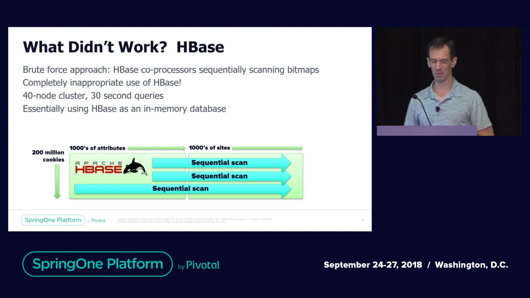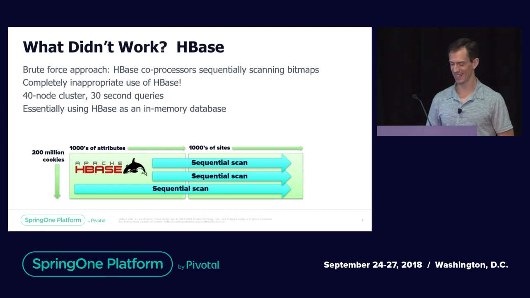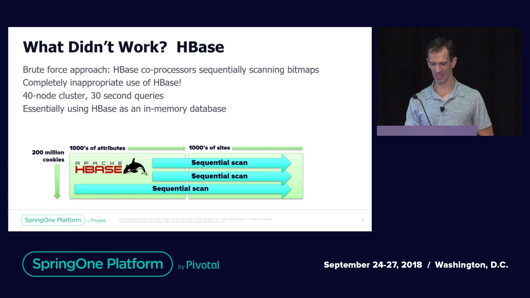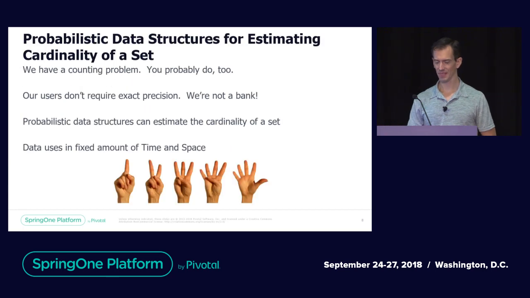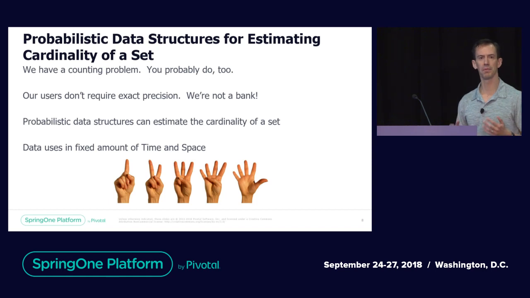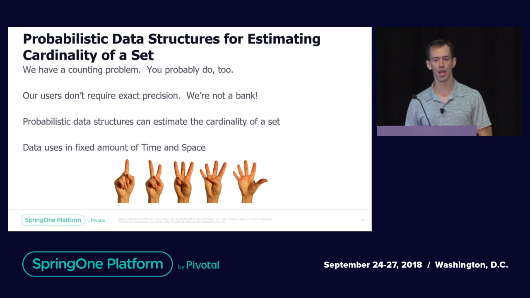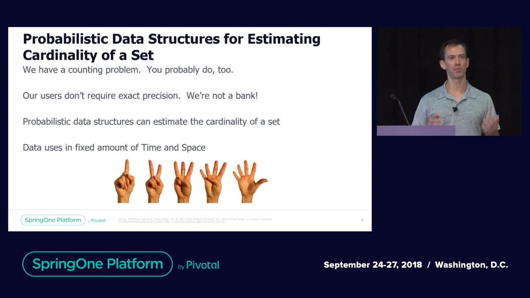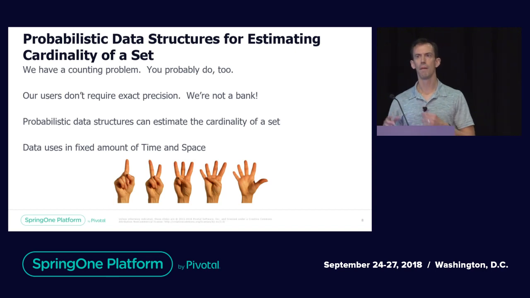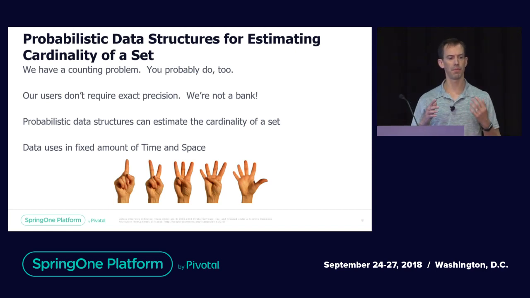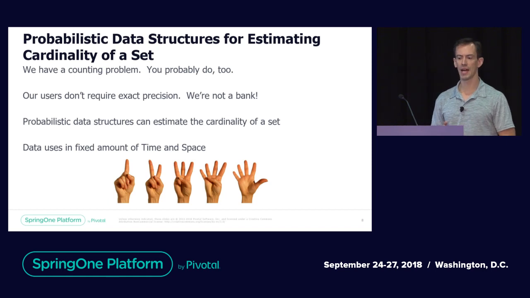We were essentially using HBase as an in-memory database, so showing where we might go with the direction there. And then we made an interesting discovery. There's this whole class of things called probabilistic data structures. We had essentially a counting problem, and you probably do too. Most of the problems in big data are counting the number of likes, the number of hits, the number of unique IP addresses, all those kinds of things.